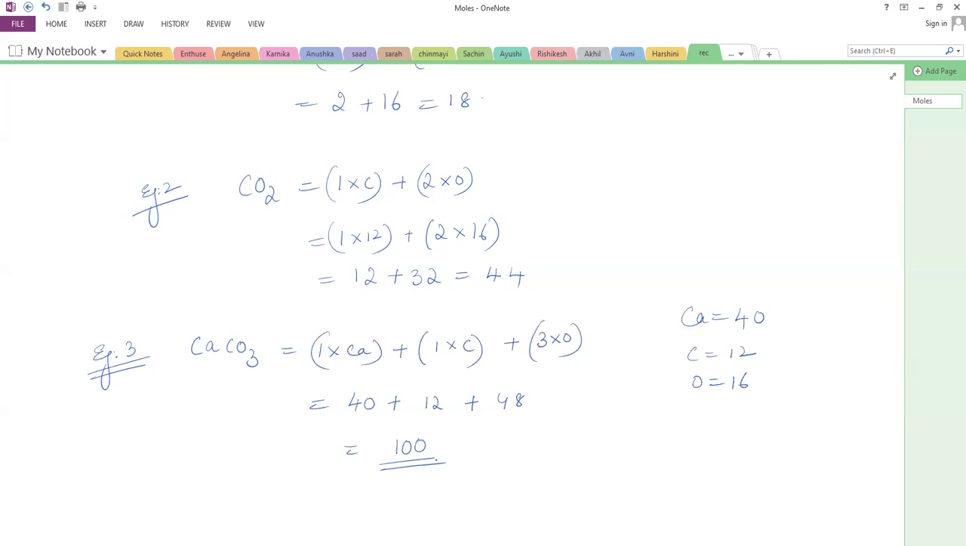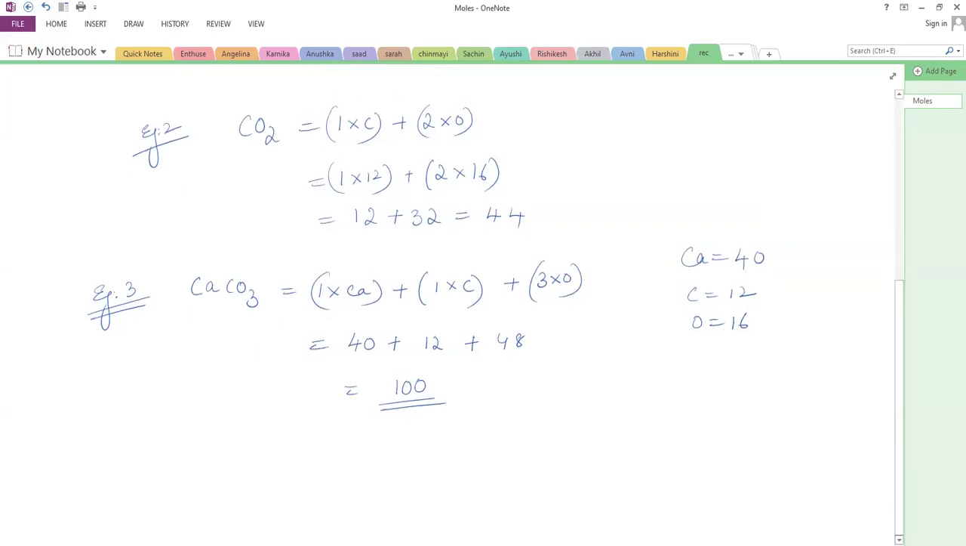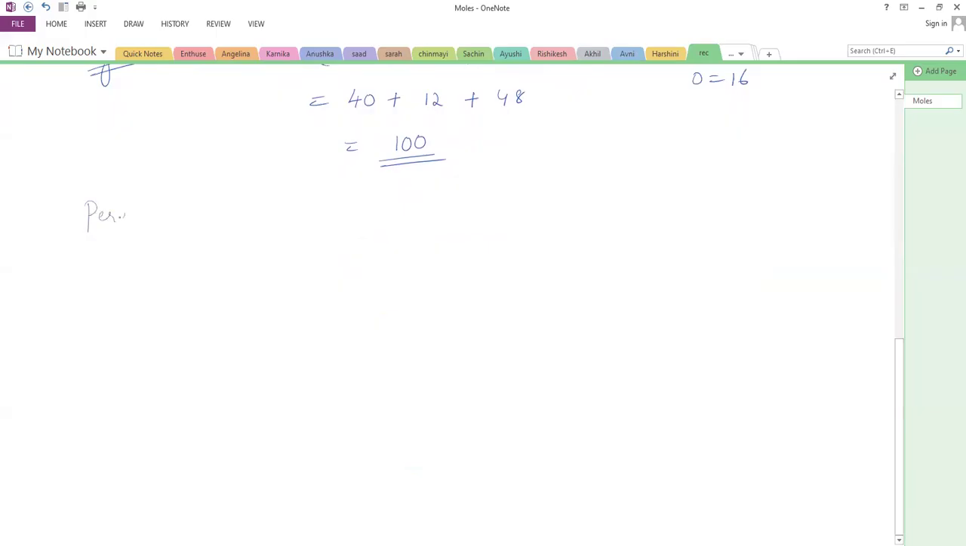Yes. The next thing we're going to look at is how to find the percentage by mass of a particular element in a compound, the percentage composition. It's very simple. For example, I want to find the percentage composition of water. That means of hydrogen, how much it is contributing to the total mass of water. So the percentage by mass of hydrogen in water and oxygen in water.